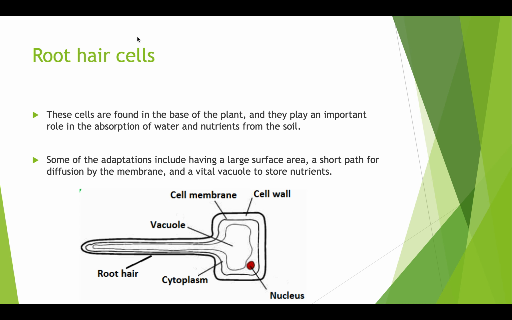Some of the adaptations include having a large surface area, a short path for diffusion across the membrane, and a vacuole to store nutrients. So the vacuole over here stores nutrients, and this is one of the most important adaptations you need to know for your exams. They have a short path for diffusion because they need to do this as fast as possible to supply all the nutrients to the plant. As you can see over here, a thin cell membrane allows the nutrients in.